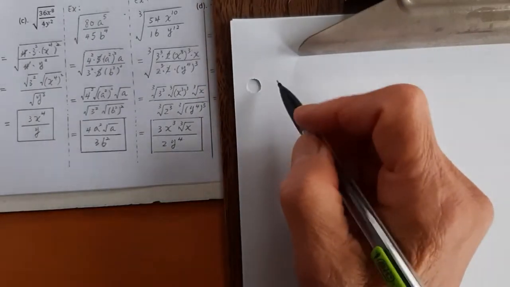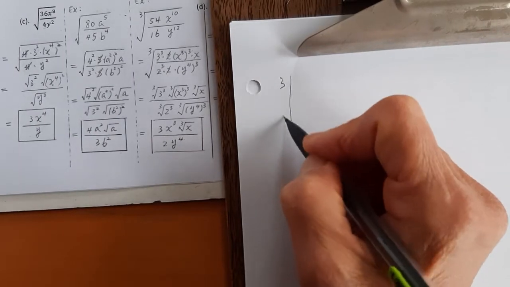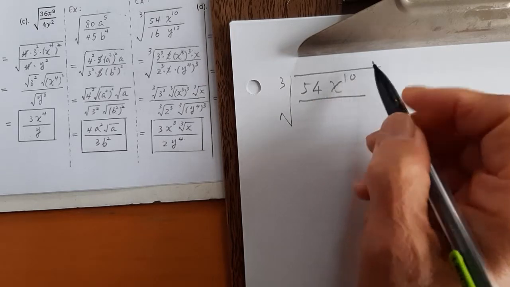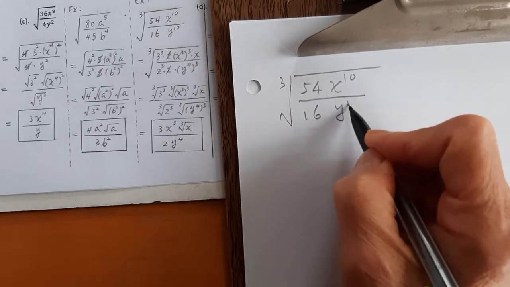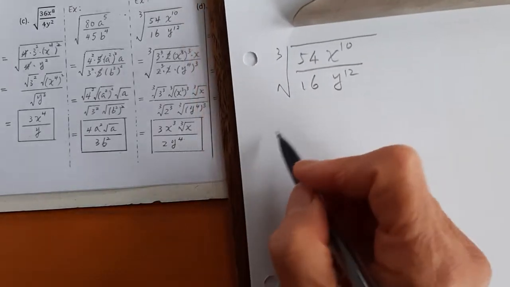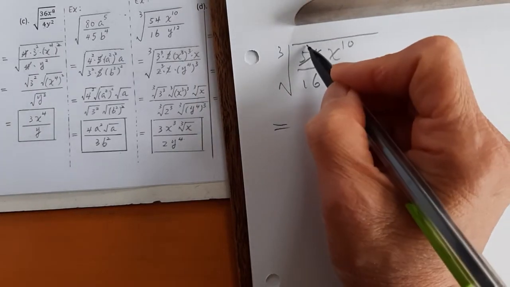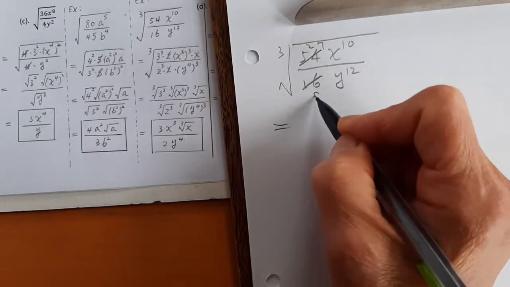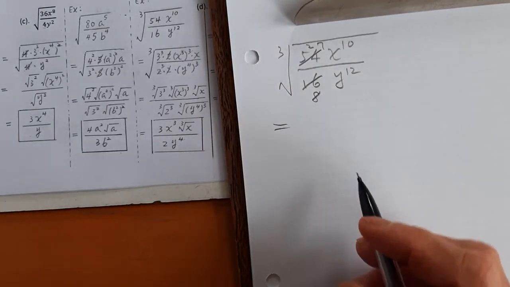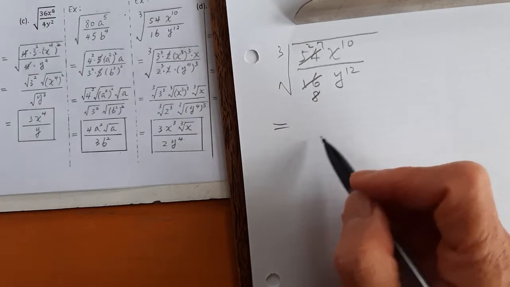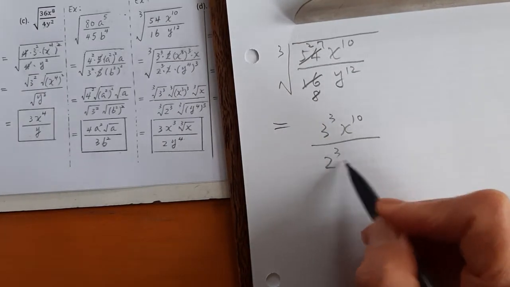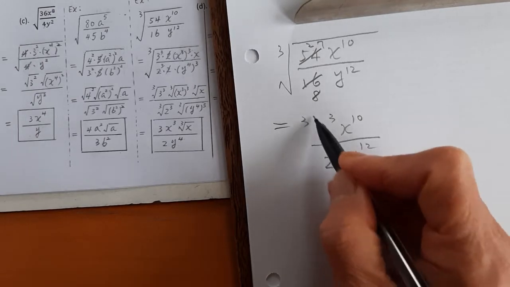And also this one, also you can do a quick way. Cubic root of 54 x to the power 10 over 16 y to the power 12. First of all, cancel common factor 2. 54 cancel 2, get 27. 16 cancel 2, get 8. Then 27 is a 3 cubed. 8 is a 2 cubed. And take cubic root.